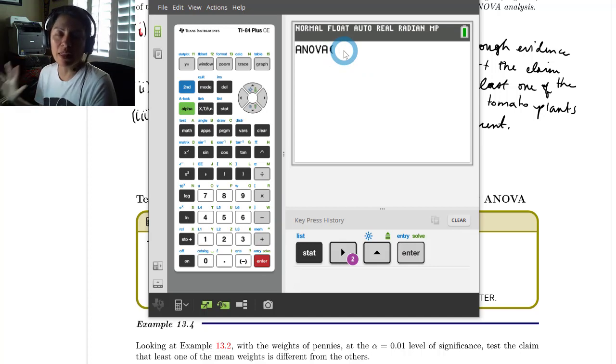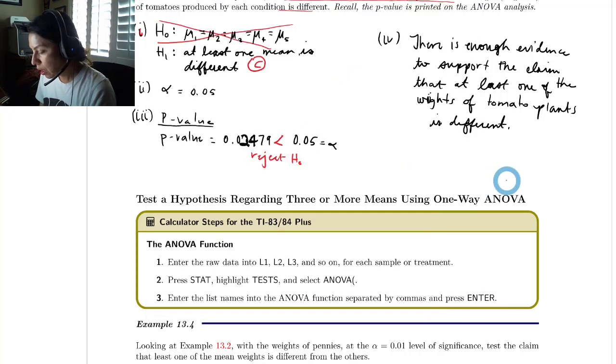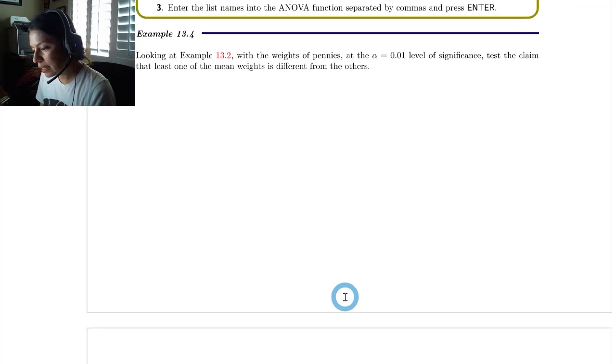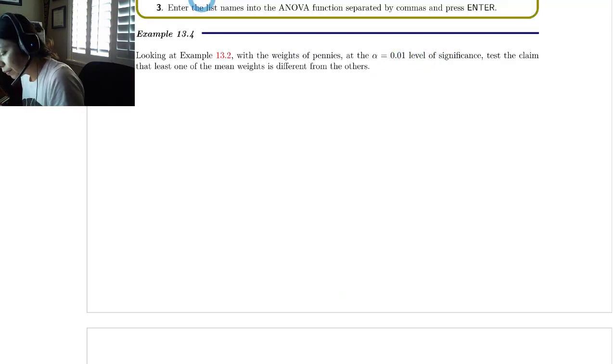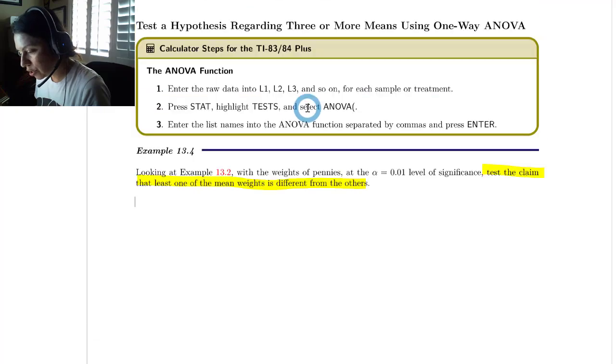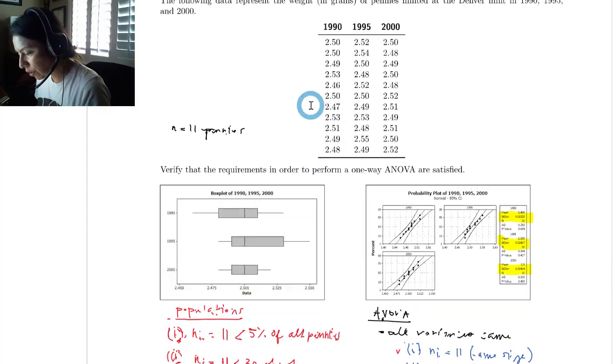It's not prepped like the other tests that were in the calculator where it asks for certain things. This one is very raw, and so we just have to enter the lists as we see them. And so if I go to the penny example for the weights of pennies, and they tell me to test at the level of 0.01, let's test the claim that at least one of the mean weights is different from the others. So this is example 13.2, which is the pennies, which is right up here.